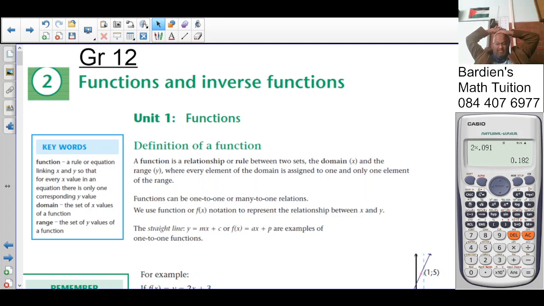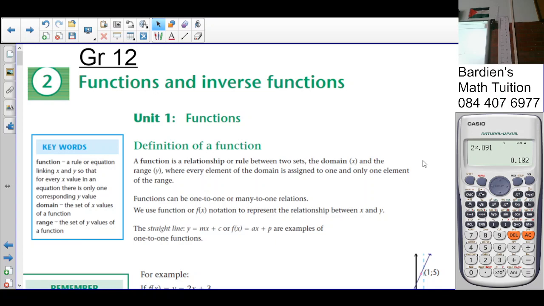Okay, good afternoon, class. So today we're looking at functions and inverse functions. Let's see what they tell us about functions and inverse functions. So we are told functions. Now you have dealt with functions before, not so? We have dealt with functions. Basically graphs, straight line graphs and those things. Okay.